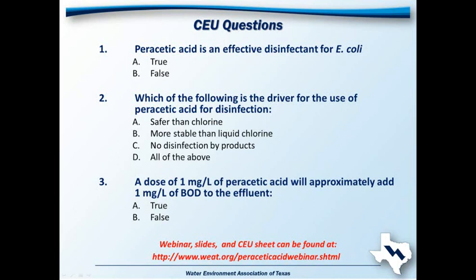Okay, so let's go back to 1. Peracetic acid is an effective disinfectant for E. coli. That would be true. The evidence we saw today is that it is an effective disinfectant for E. coli. 2, which of the following is the driver for the use of peracetic acid for disinfection? Safer than chlorine, more stable than liquid chlorine, no disinfection byproducts. In fact, the answer is D, all of the above. So 1A, 2D, as in dog, and 3, a dose of 1 milligram per liter of peracetic acid will approximately add 1 milligram per liter of BOD to the effluent. That's true. So 3 is A. So it's 1A, 2D as in dog, and 3A. So submit those to Melissa at wheat.org.